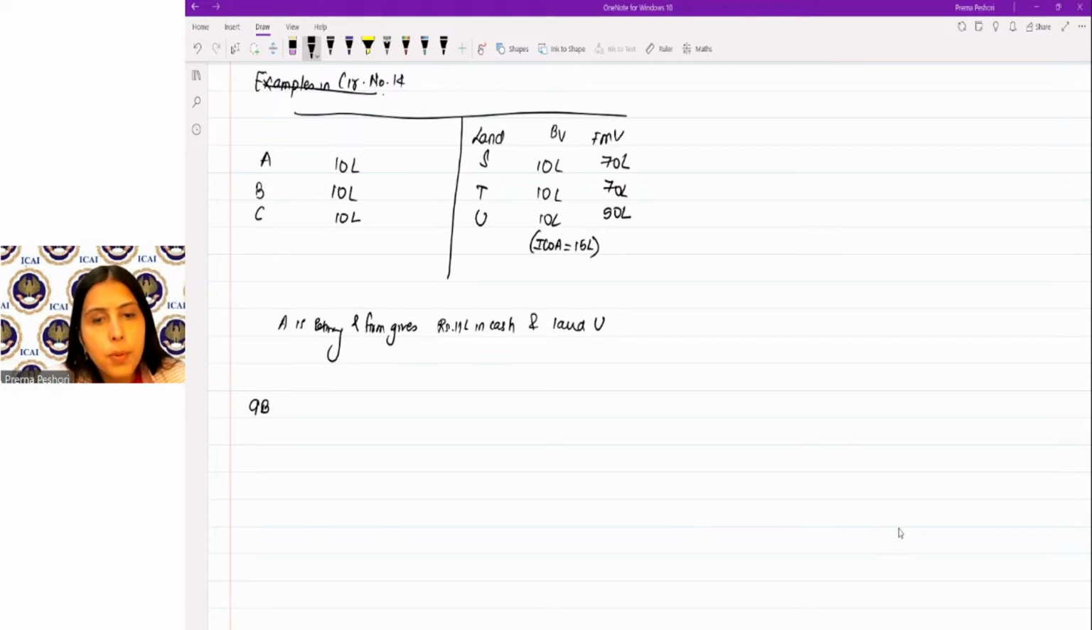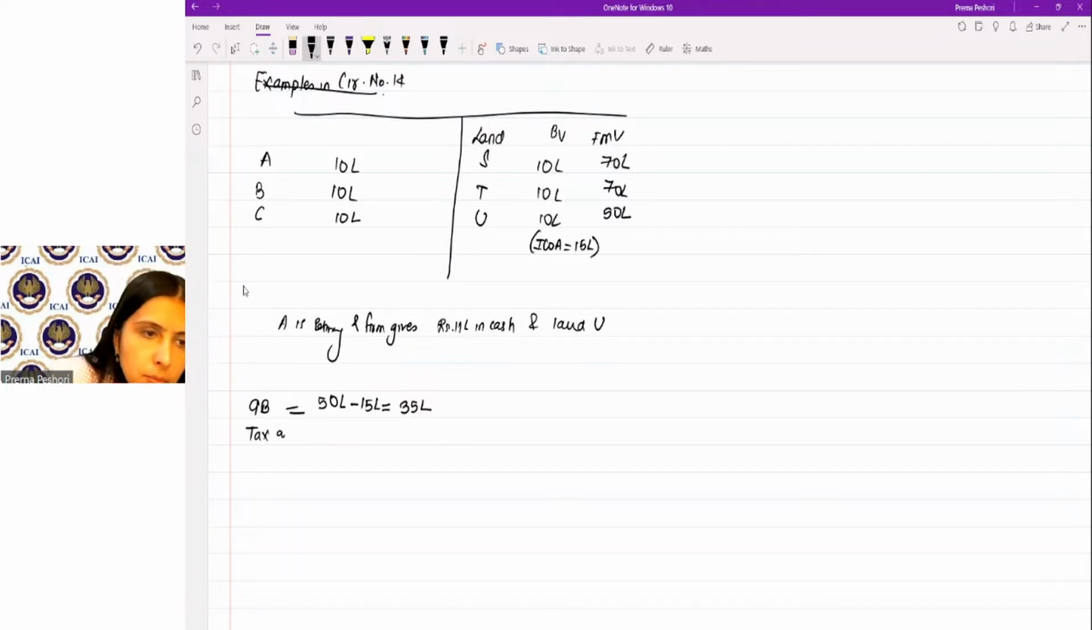Yes, Bomik, Gopika, correct. 9B will be how much? 50 lakhs minus 15 lakhs, which is equal to 35 lakhs. Right? Let's assume tax on long-term capital gain is at the rate of 20%. So this will be 7 lakh. Forget surcharge and cess for now. Okay. What would be my post-tax book profits? What is my post-tax book profit?